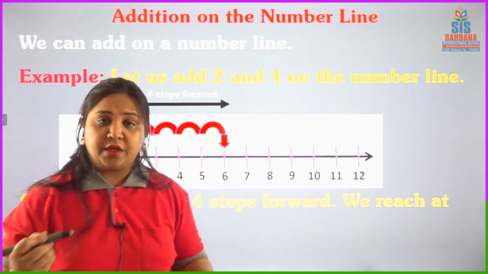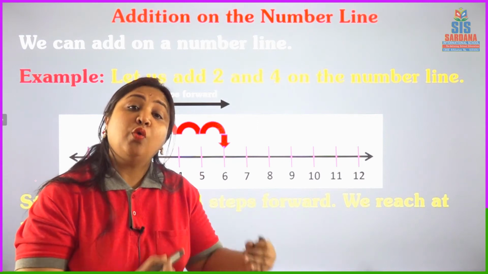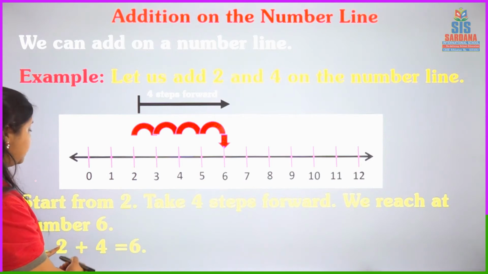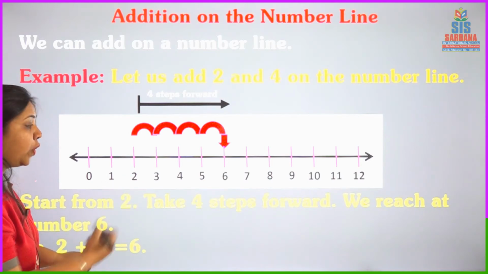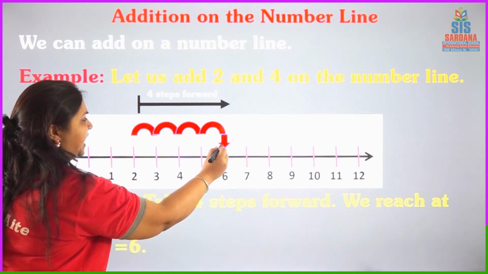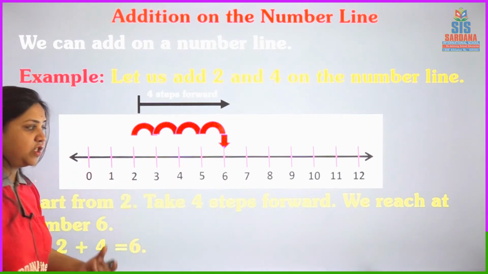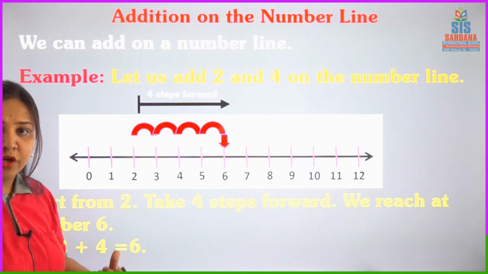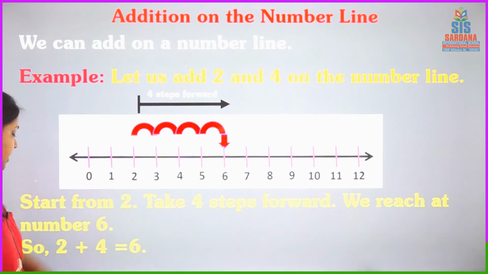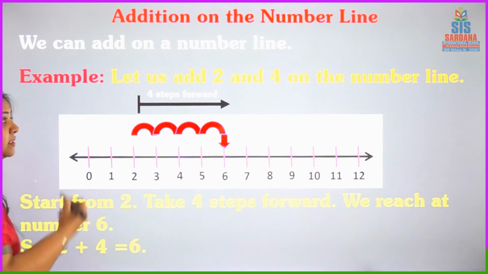Whenever we do addition, we get more and more. When do we get more and more? When we go forward. Okay? So, we have to start from 2 and we have to take 4 steps forward. See, one by one forward we are going. See? And we reached to 6. Do not forget to put that arrow which indicates what your answer is. Where do you reach? Okay? So we reach at number 6. So our answer is 2 plus 4 will give you 6.